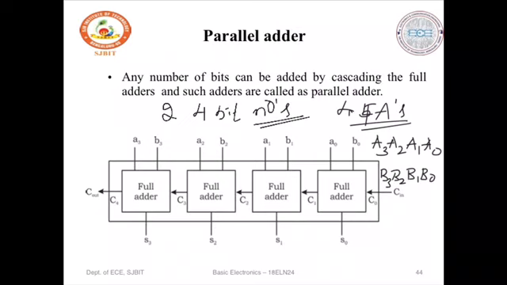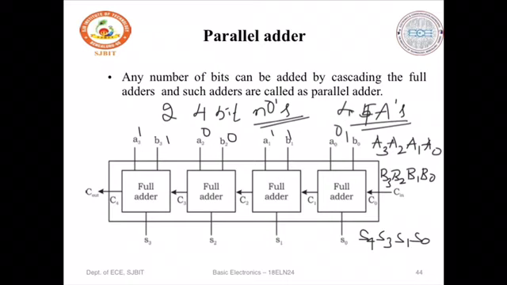The output will be the sum. The sum will be S4, S3, S2, S1 and S0. The operation of this 4-bit parallel binary adder can be understood with the help of two 4-bit numbers. If I take the first number A3, A2, A1, A0 as 1, 0, 1, 0, and the second 4-bit number B3, B2, B1, B0 as 1, 0, 1, 1.